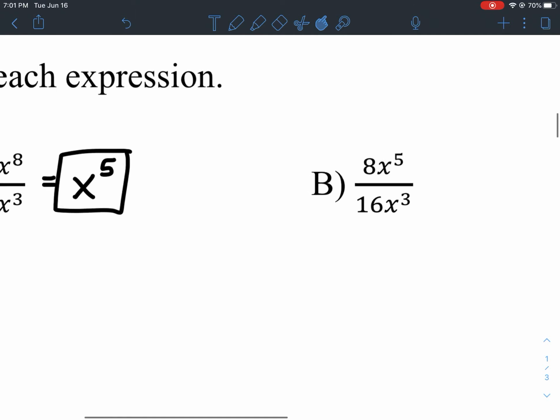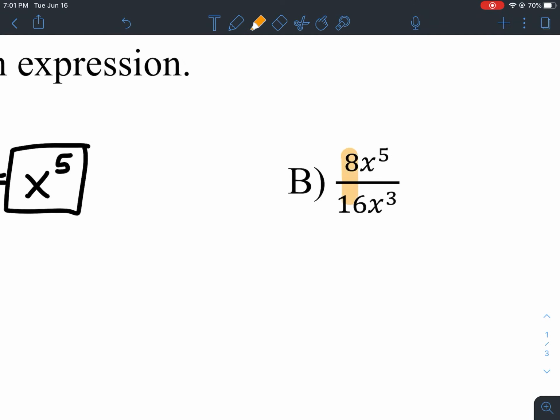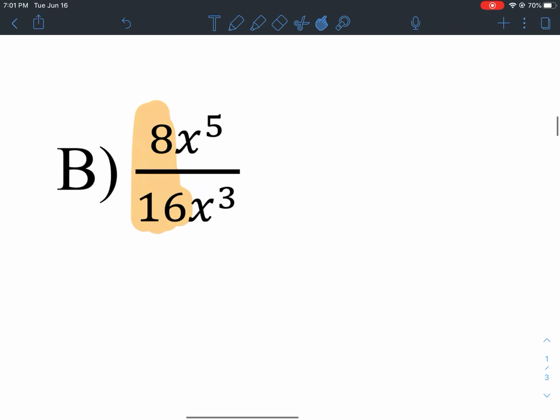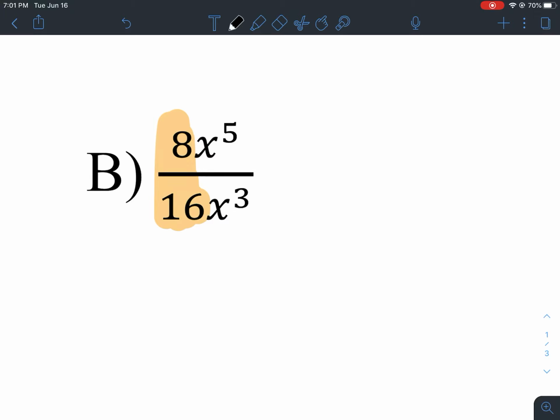In B here, it's pretty much the same thing, except this time we have coefficients. We have an 8 and a 16. So what we need to do is we don't subtract 8 minus 16. With the coefficients, you actually apply whatever operation you're doing. We're doing division. 8 divided by 16 is not 2. 8 divided by 16, we need to reduce that fraction. And to reduce it, they're both divisible by 8. 8 divided by 8 is 1. 16 divided by 8 is 2. So that reduces to 1/2 right there.